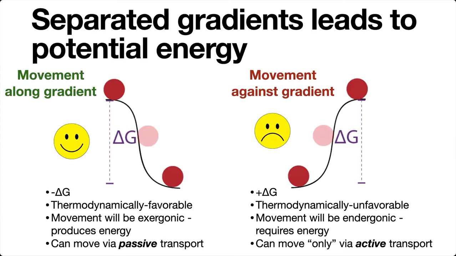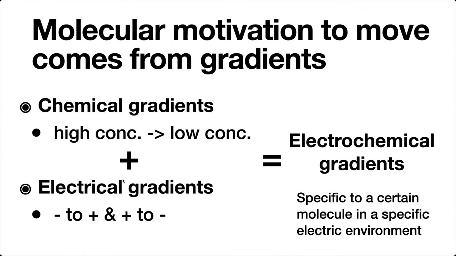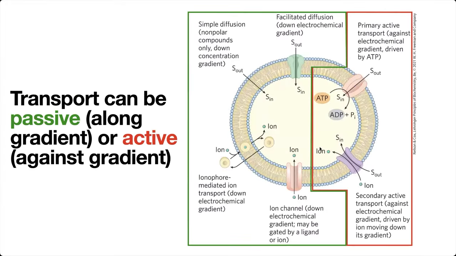So if a molecule is moving along its gradient, if it's going from high concentration to low concentration, from negative to positive, but we'll see it's kind of a combination of those two things, if it's moving along its electrochemical gradient, it's going to have a negative delta G. It's moving downhill, basically. It's thermodynamically favorable. Its movement is actually going to produce energy. And we can say that it can move via what we call passive transport. So we'll see there are multiple types of passive transport, but what these have in common is a molecule is moving along its gradient. It's moving in that thermodynamically favorable direction.